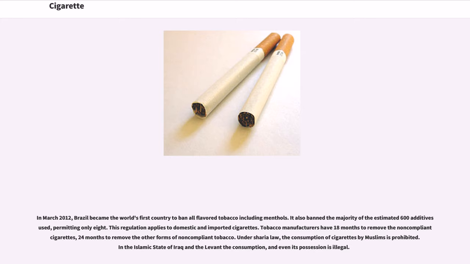Under Sharia law, the consumption of cigarettes by Muslims is prohibited. In the Islamic State of Iraq and the Levant, the consumption, and even its possession, is illegal.